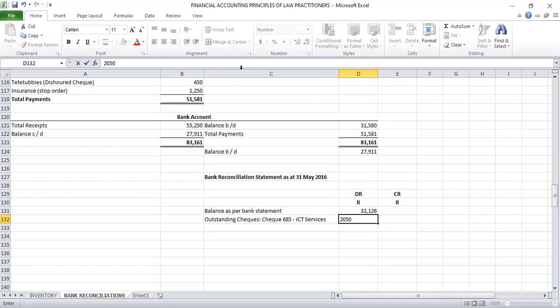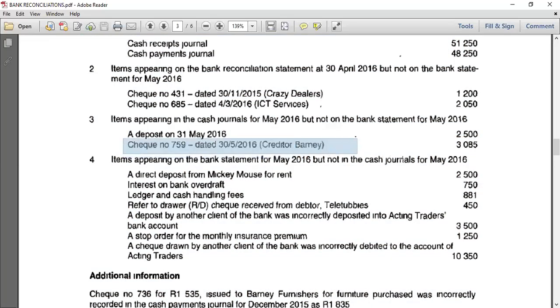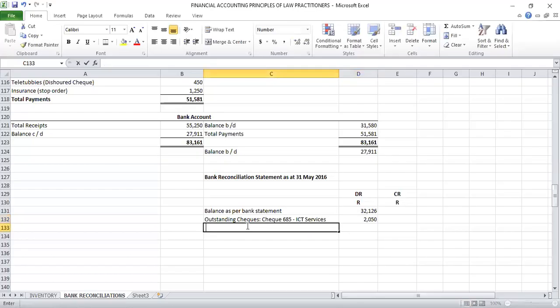Then we also have items appearing. We also had this check again, which was outstanding, the 37085. So we'll leave it, check 759, $3085.